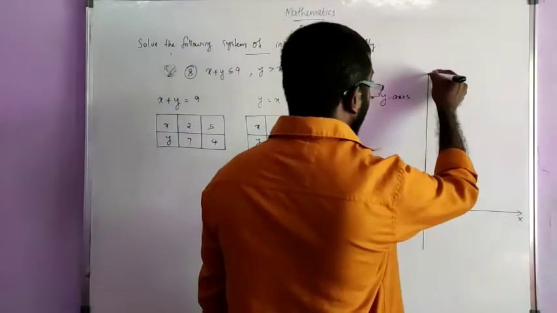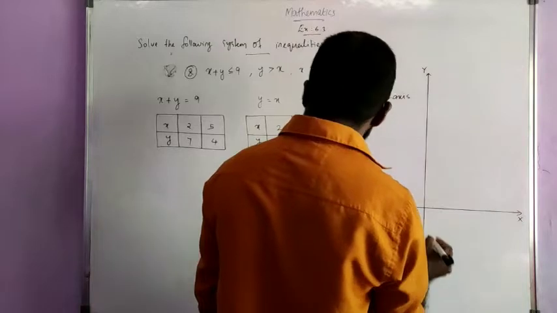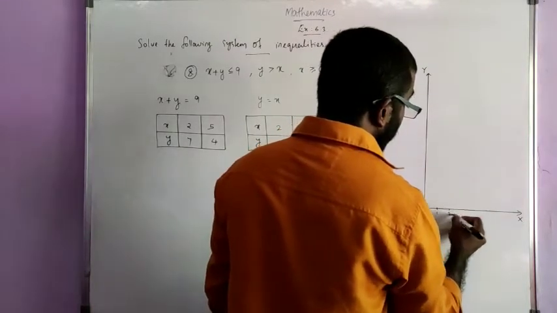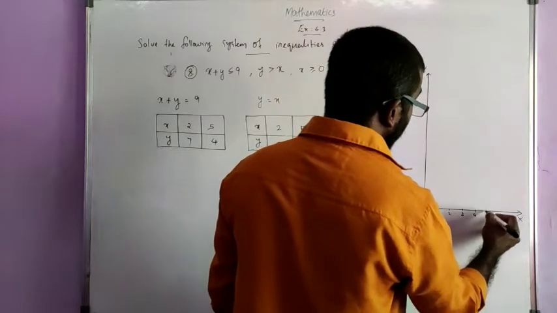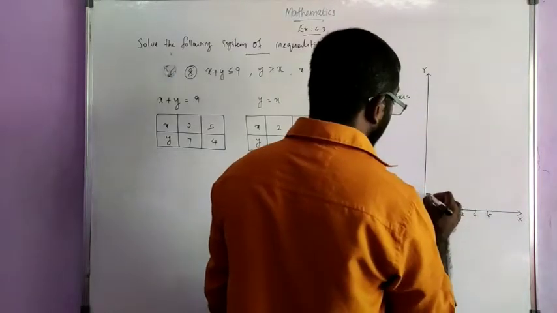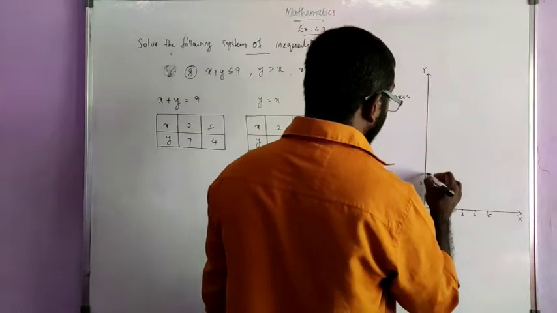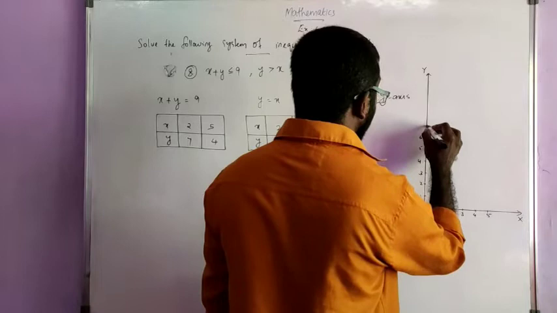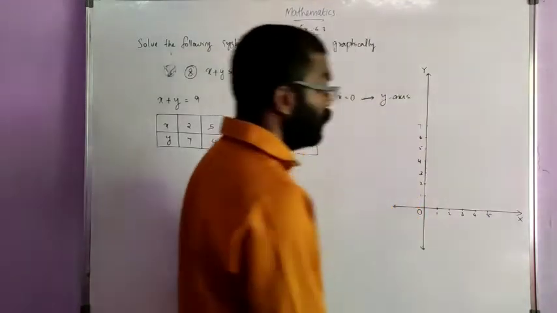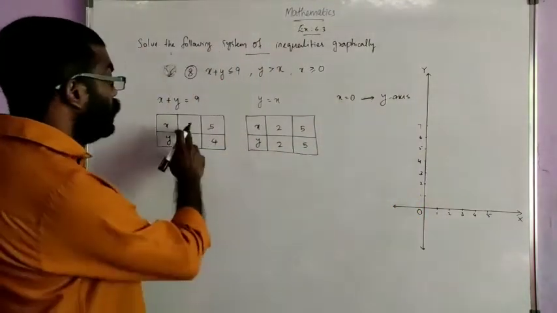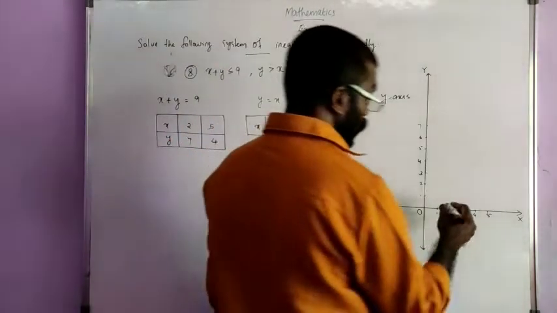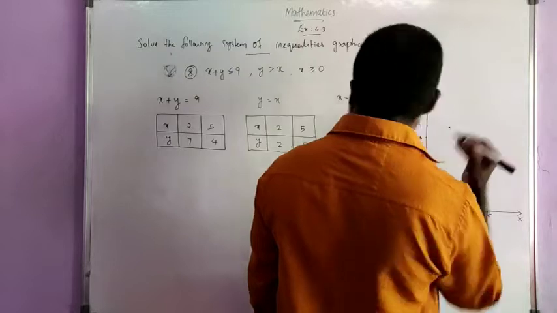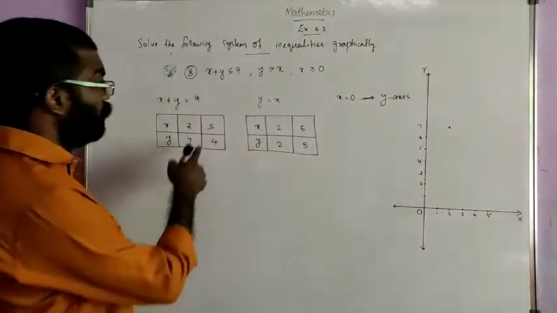X axis and y axis. 1, 2, 3, 4, 5. Here 1, 2, 3, 4, 5, 6 and 7. Okay. First point 2, 7. So here we can mark 2, 7. Then the next one 5, 4.